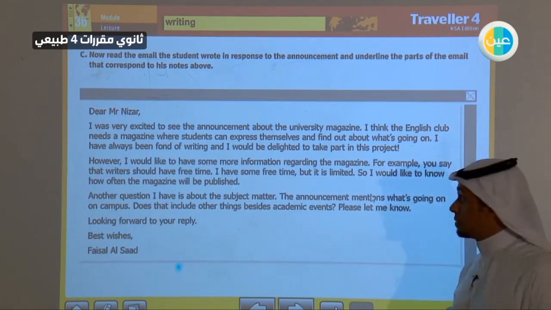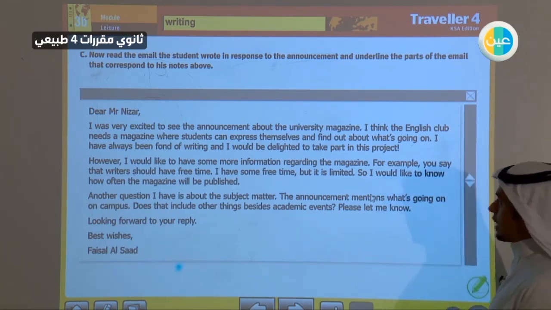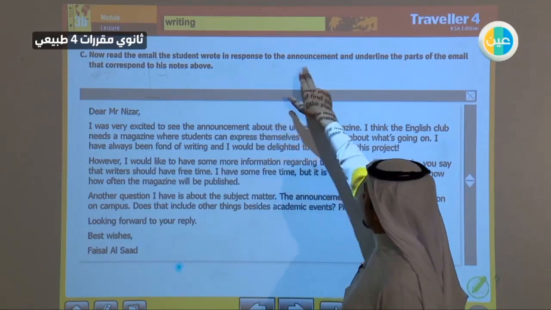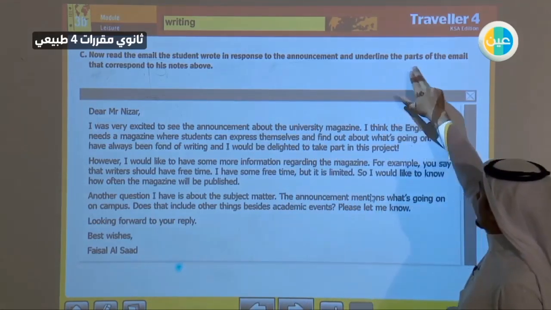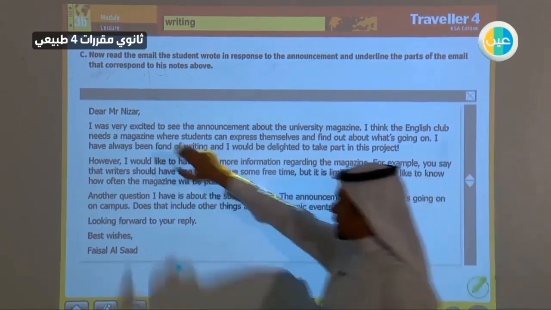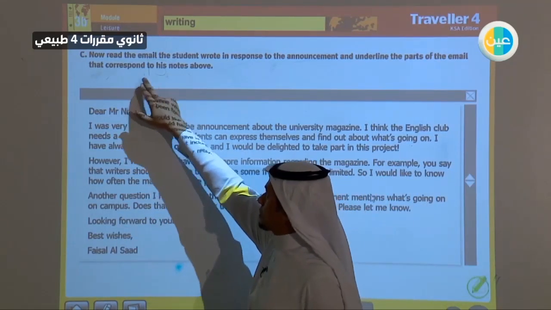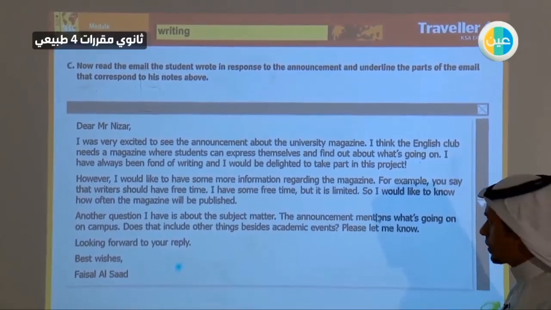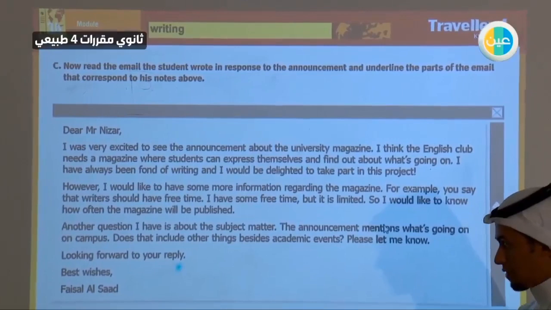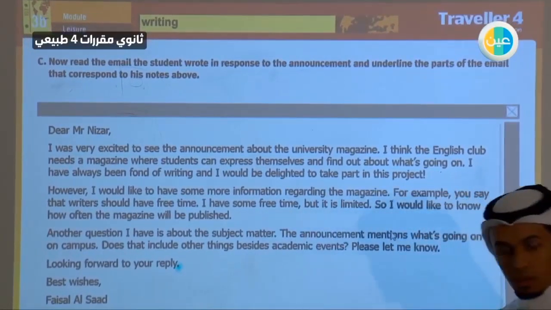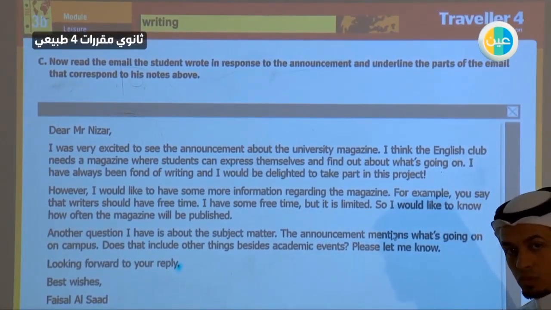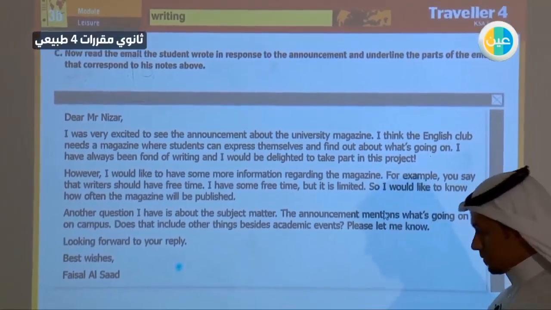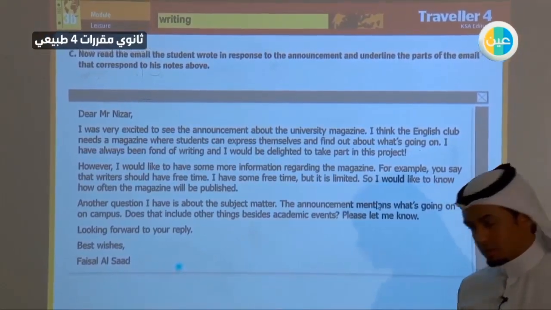He wrote this. Now read the email the student wrote in response to the announcement and underline the parts of the email that correspond to his notes above. After Faisal has read the poster posted on the notice board, he wrote this email. Let's read it together.